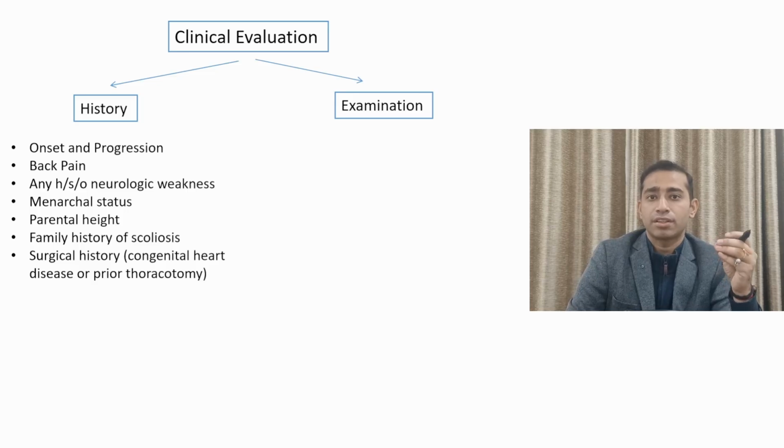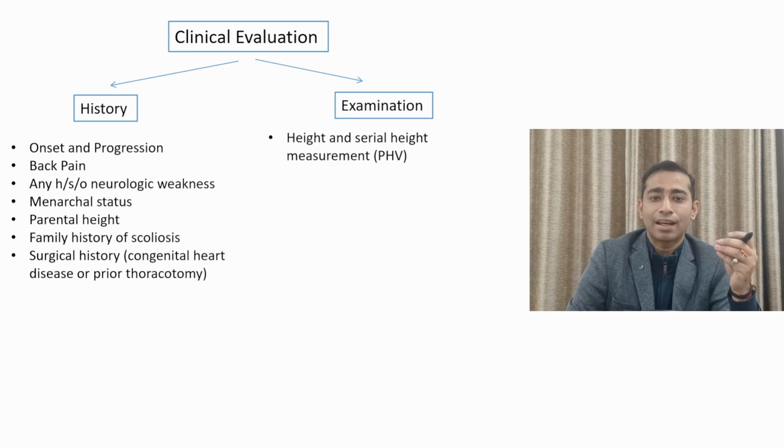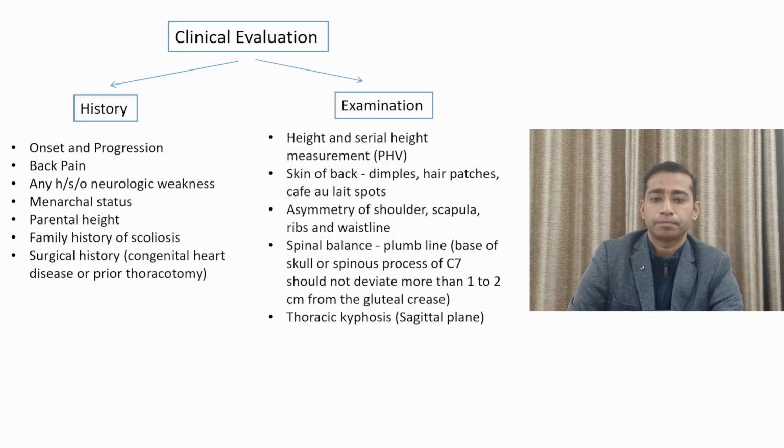And a surgical history, especially a prior thoracotomy, can give us an idea about any congenital heart disease that was treated earlier. In examination, we have to do a height and serial height measurement, which may give us an idea about the peak height velocity. The skin of the back has to be carefully examined for any dimples or hair patches or cafe au lait spots, which may give us an idea about any underlying neuraxial abnormality.